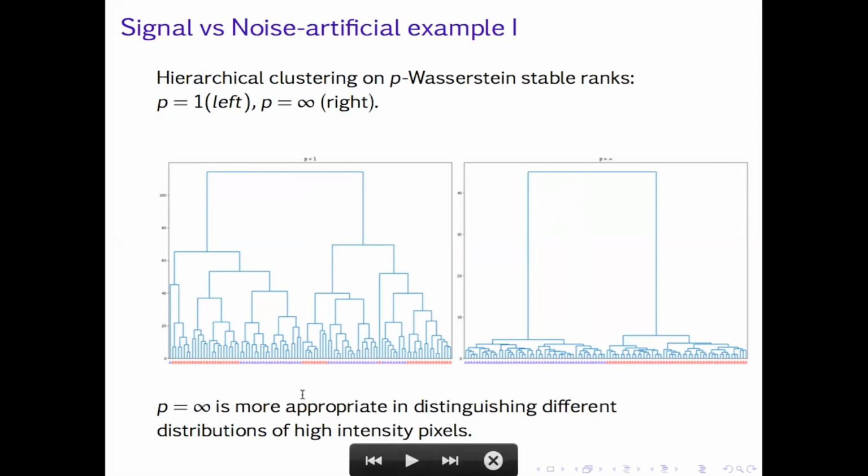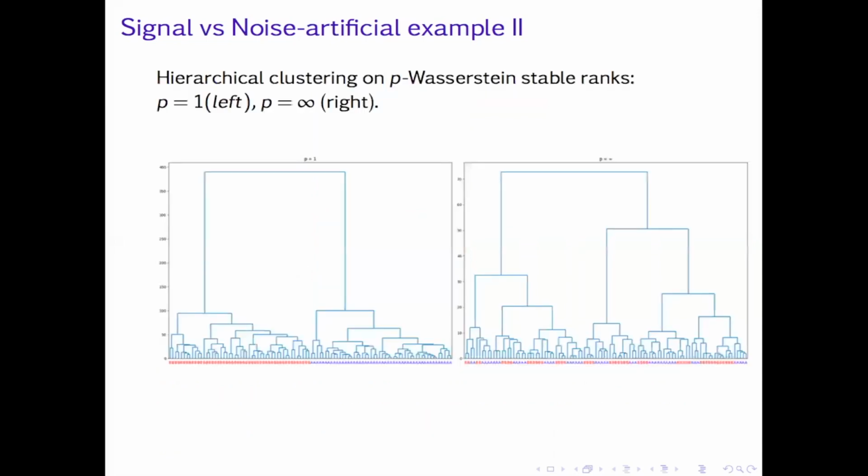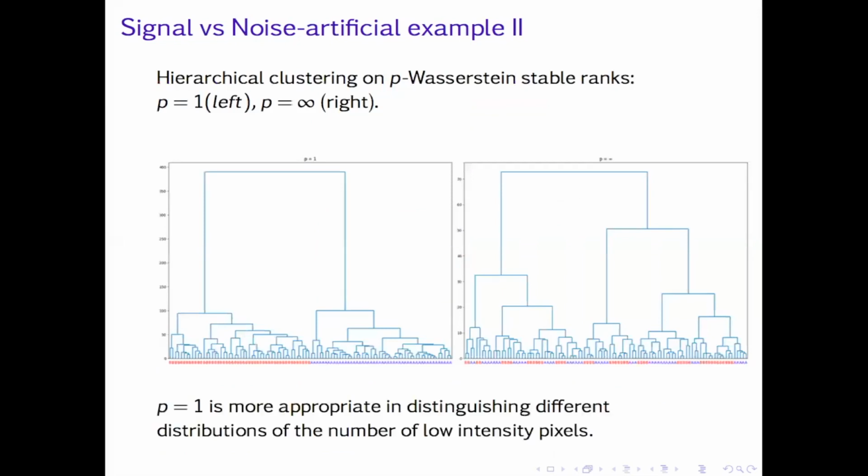So a large value of P is better if the signal is in long bars. Instead, if we do the opposite, so short bars follow different distribution and long bars follow the same distribution, so the signal is short bars, and we try to optimize the P with a grid search, we see that a small P is more appropriate for this classification task.